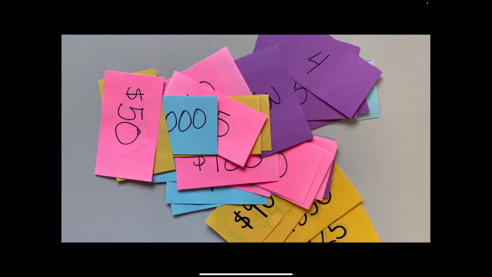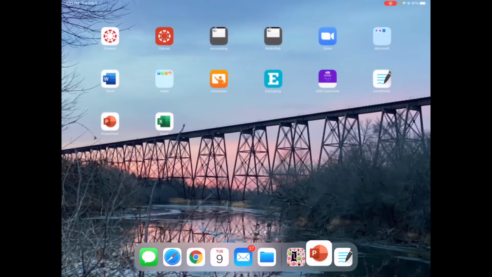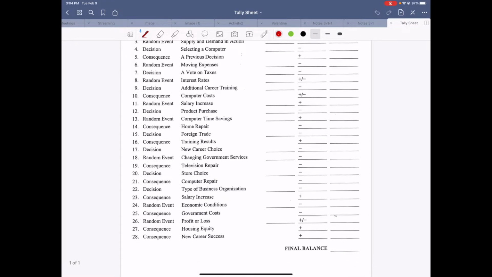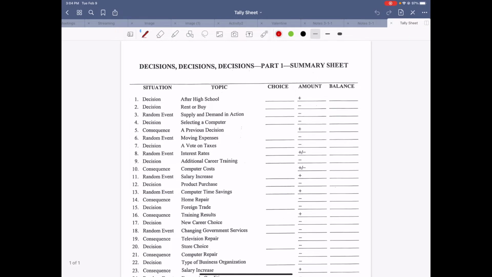All right, so you need to download the tally sheet that goes along with it. It looks like this, and this is where you're going to keep track of the choices you made, the amount, and a running balance. And you'll see that at the end we'll have a final balance. Okay, let's get started. Anytime you need to slow me down, just pause the video so you can figure out what you need to figure out.